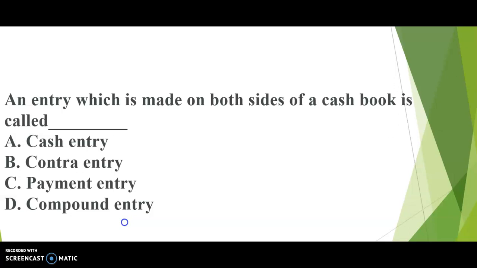So the contra entries, it is in case of cash or check deposited into bank in which the bank account is debited and cash account is credited, or cash withdrawn from bank for office use in which cash account is debited and bank account is credited. So these are the situations when both accounts are affected simultaneously, and that's why the entry which is made on both sides of cash book is called contra entry. So the correct option is B.